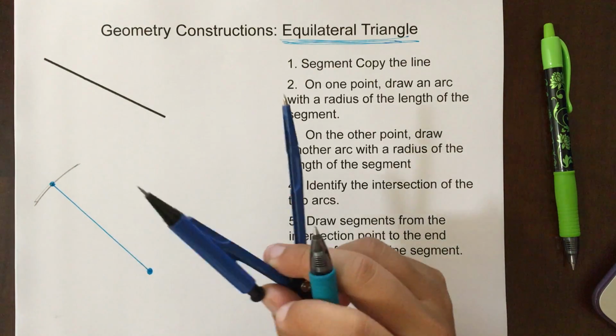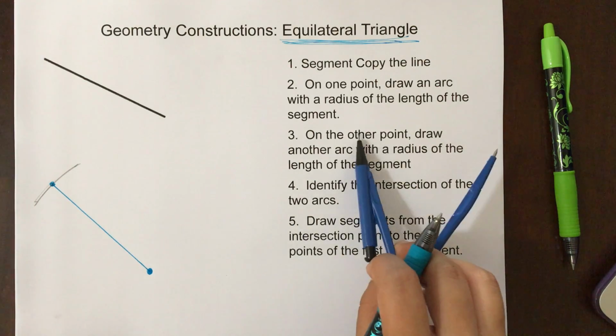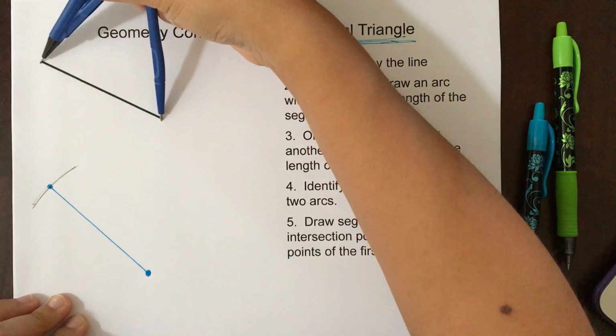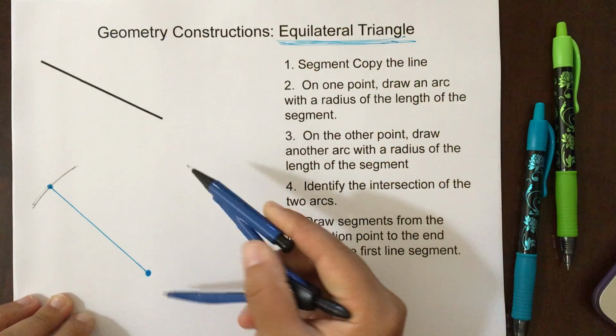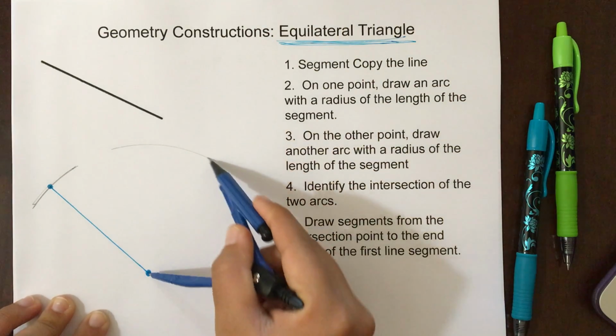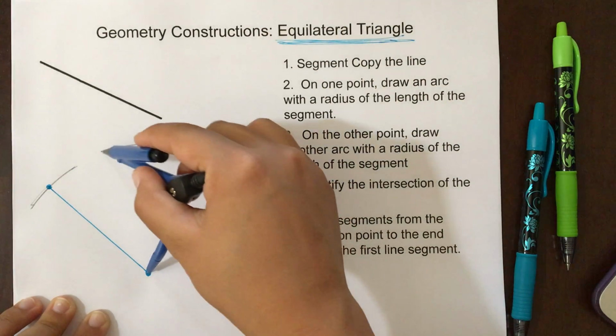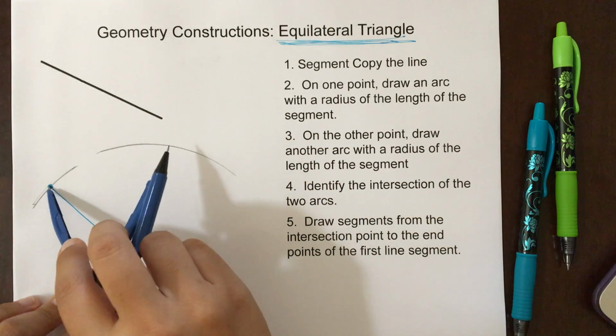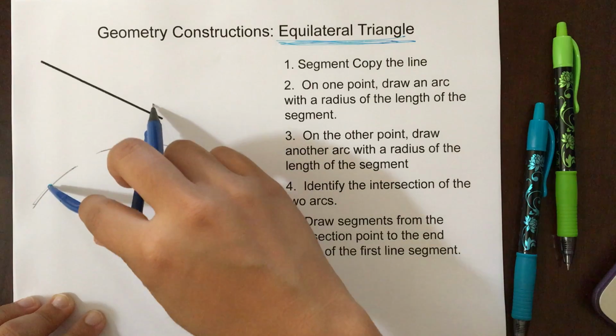I dropped my straight edge. On one point, draw an arc with a radius of the length of the segment. So again, I'm going to do this again. So I'm going to draw in an arc like this. Oh, look, it continues. Okay. And then finally, draw in another arc.